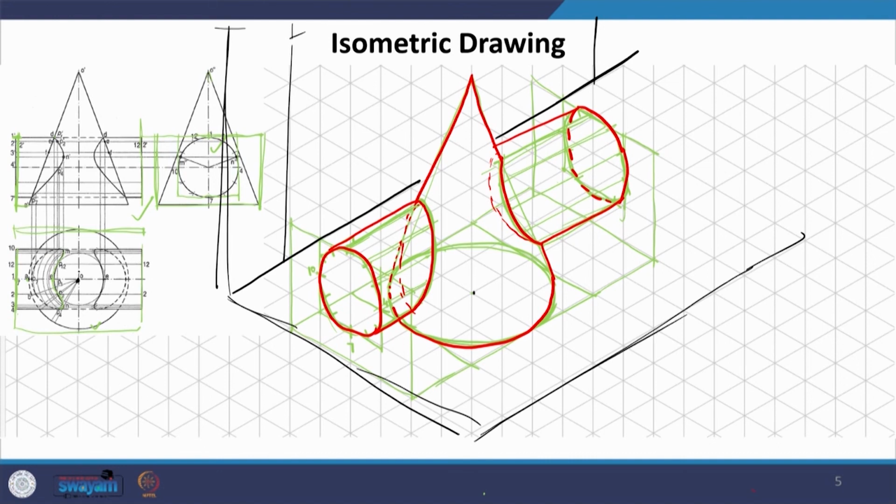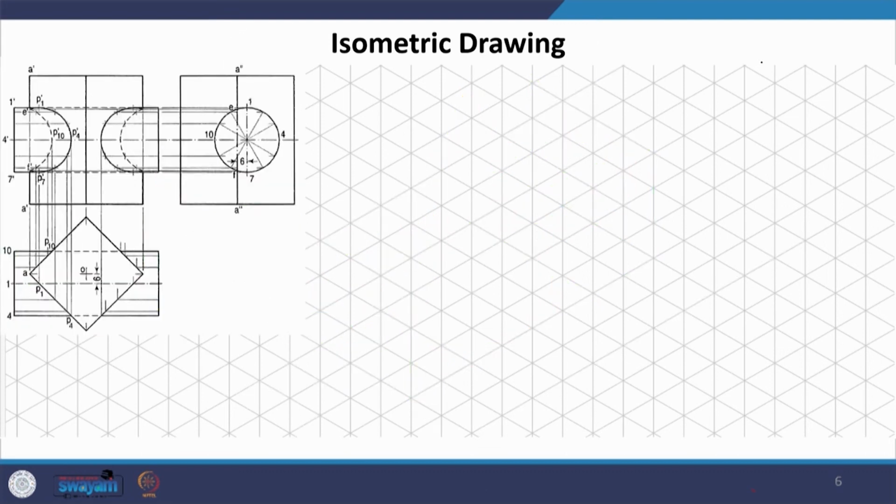If I have to take this point, I know the distance in x and y, so I know in the base this is where it is, and above it in z, I measure the height and take this. I will only measure from the orthographic and transfer it onto the isometric. Then of course, you have to understand how the solid looks, and when you join the points you will be able to arrive at the isometric projection. This is one exercise which you can try at home.